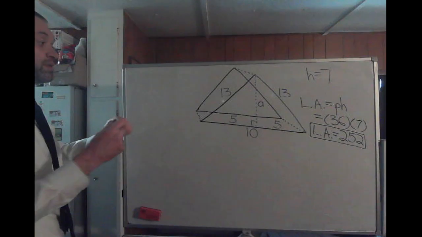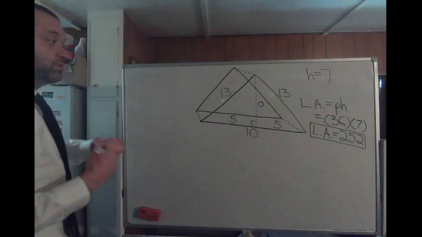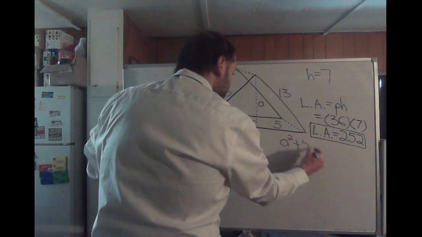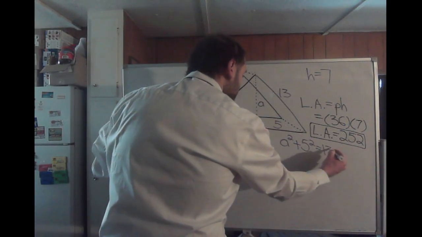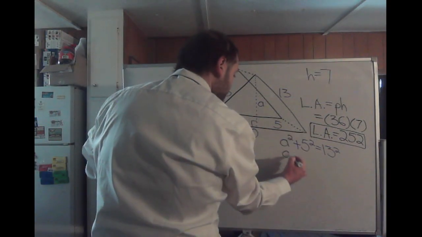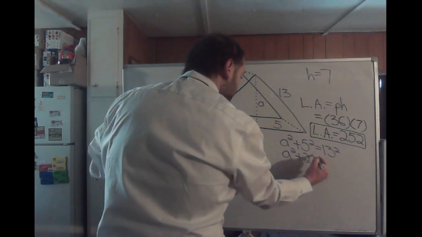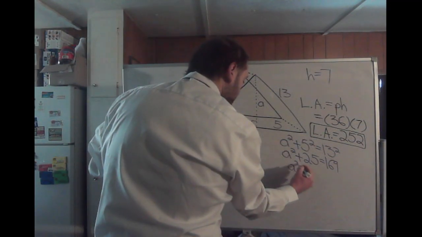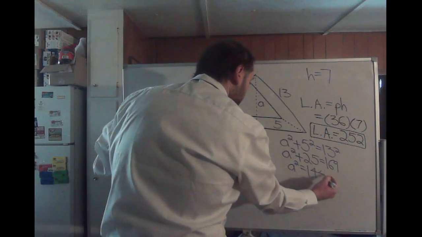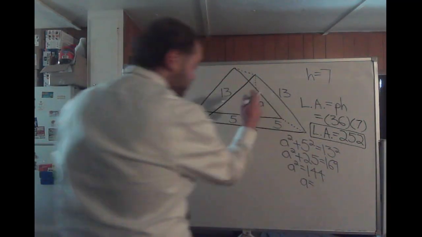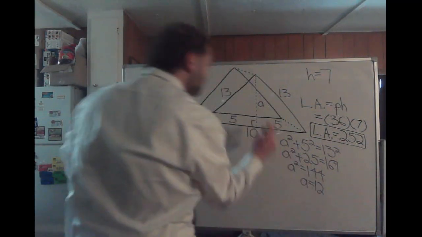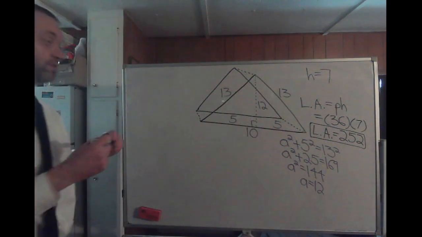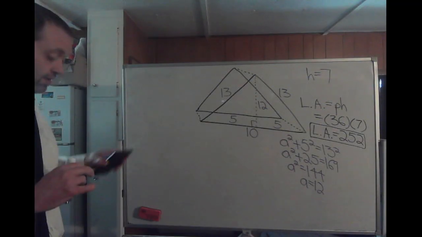So now we can use the Pythagorean theorem to find the altitude. If you take your altitude squared plus 5 squared, set that equal to 13 squared, that's altitude squared plus 25 equals 169, which gives you altitude squared equals 144. So the altitude of the triangle is 12 units. Now that we know the altitude of the triangle, we have a prayer of finding the area of the base.